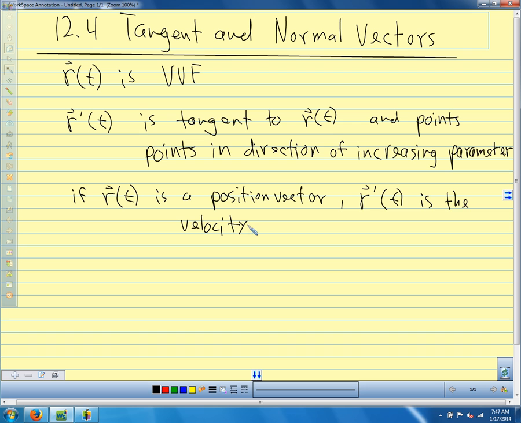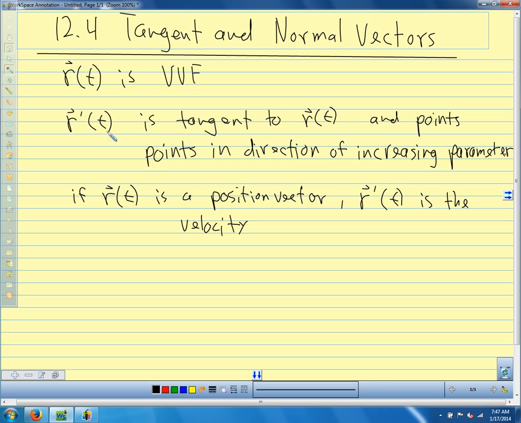Now this idea, this r prime is tangent to r and it points in the direction of the increasing parameter, that's true of any vector valued function. We don't have to think of it as a position and velocity relationship. This relationship between r and r prime is going to be true for any vector valued function. R prime is going to be tangent to the curve and it's going to point in the direction of increasing parameter.